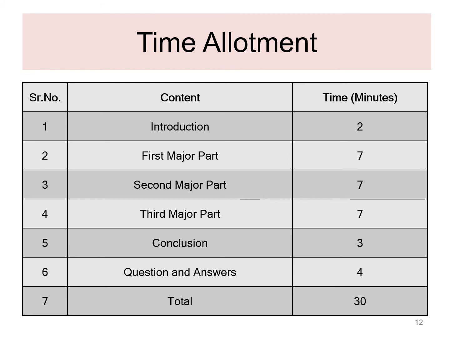And many times in a thesis or in a project work, you might be having 3 different projects or 3 different areas which are to be focused. Then these major parts should be equally divided. So here we can have first major part, second major part and third major part. And if you are having only 2 major parts, then you will divide this timing into 2 equal parts.